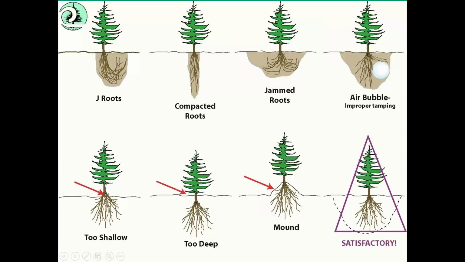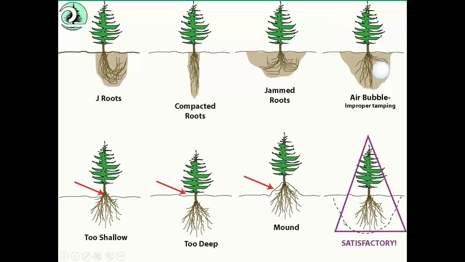So for instance, this plant is planted too shallow and the roots are still stuck out above the ground. And then this one is too deep. And then this one is mounded up just so they could kind of compensate to make sure the roots weren't sticking up too much. So all of these are things that you want to be cautious of when you're planting.